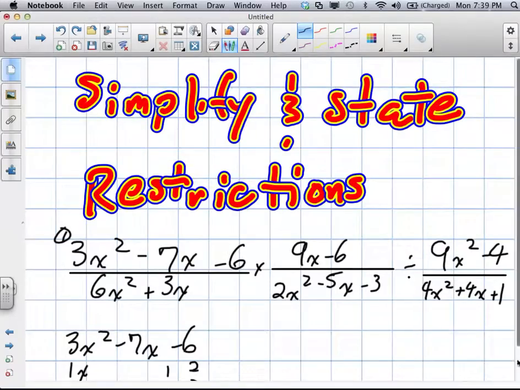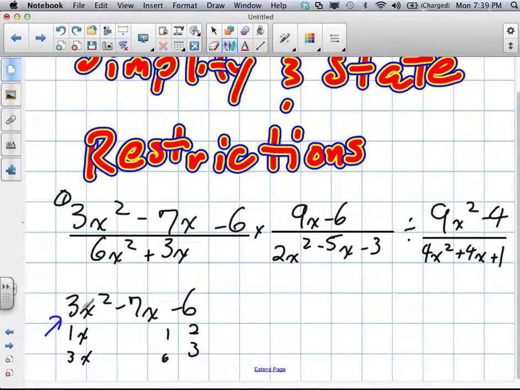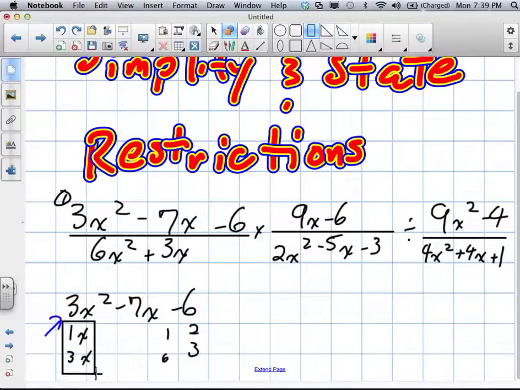So when we go to factor, what I do is I find all of the factors of my first term, and I set them up into a column. Luckily, 3x squared, there's only one set of factors, 1 and 3. For 6, I find all the factors. There's 2, and I set them up into 2 separate columns. There's the pair of 1 and 6 and the pair of 2 and 3.